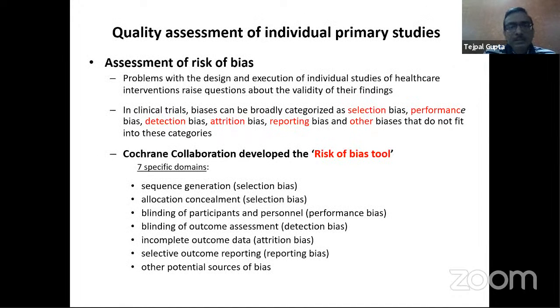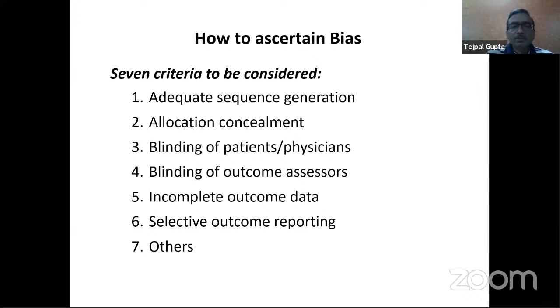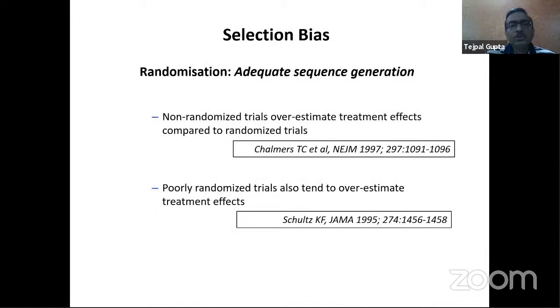So the Cochrane collaboration developed a risk of bias tool. There are problems with the design and execution of individual studies, and in clinical trials, they have broadly categorized as selection bias, performance bias, detection bias, attrition bias, reporting bias, and other biases that do not fit into these categories. And the risk of bias tool from the Cochrane collaboration uses 7 specific domains: sequence generation, allocation concealment, blinding of participants, blinding of outcome assessors, incomplete outcome data, selective outcome reporting, and other potential sources of bias. So these are the 7 criteria that need to be considered.